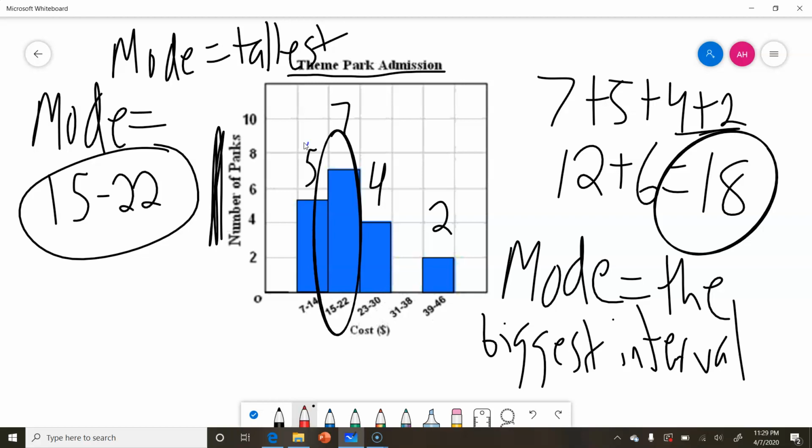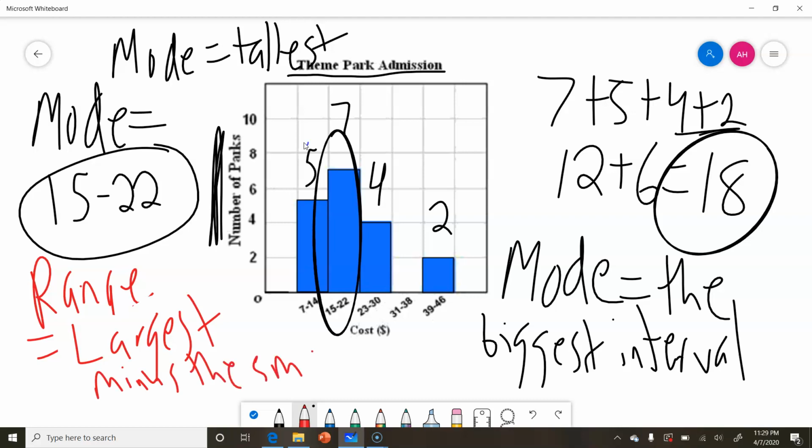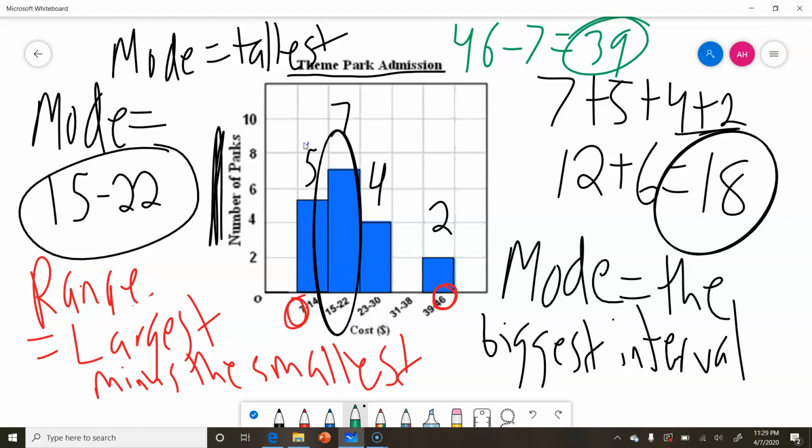Now, when we talk about the range, this is very easy to find. Let me say it this way just so you don't get confused. Range is still the largest minus the smallest. Okay, so in this problem, the biggest one is right here. It's 46. Does everybody see that? And the smallest one is right here. It's the 7. So the range is 46 minus 7, which is 39.